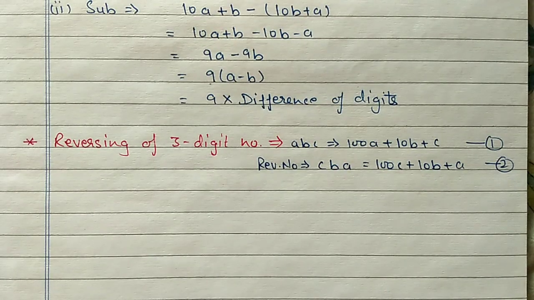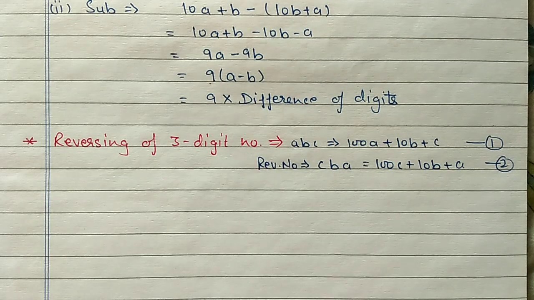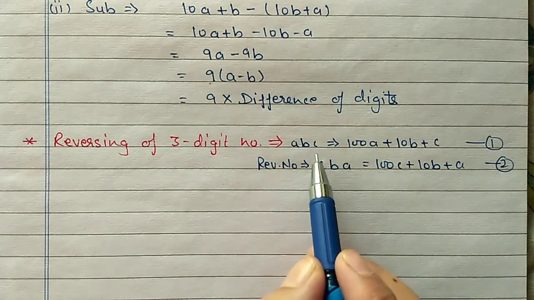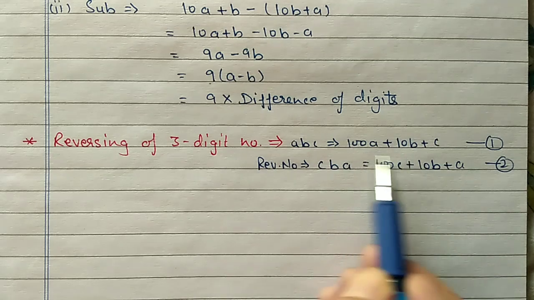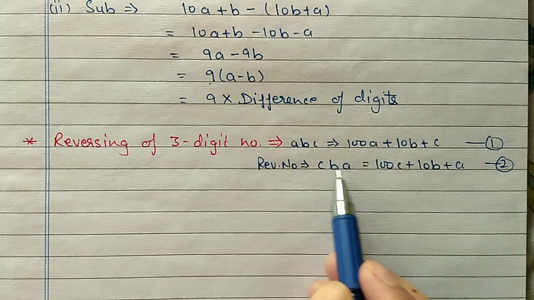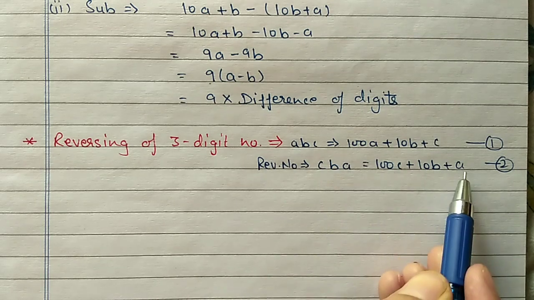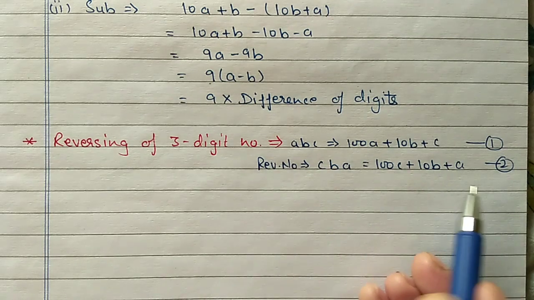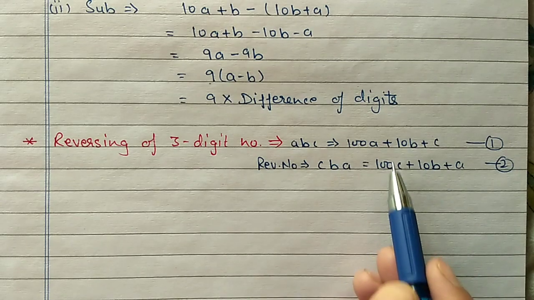The next thing you will learn here is reversing of 3-digit numbers. If we reverse a 3-digit number, what will we get? If we have a 3-digit number, we can expand it and write it as 100A plus 10B plus C, and the reverse number will be 100C plus 10B plus A. Always you have to take the number in the general form.